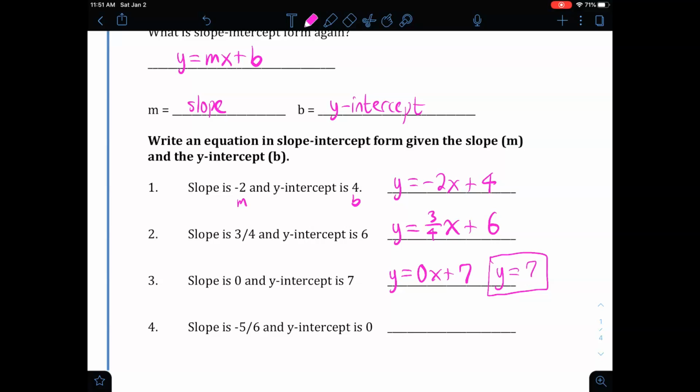All right, number 4. Slope is -5/6 and y-intercept is 0. So we're going to do y equals -5/6x plus 0. Do we need plus 0 though, or no? We do not. So we're going to write y equals -5/6x. And there we go.